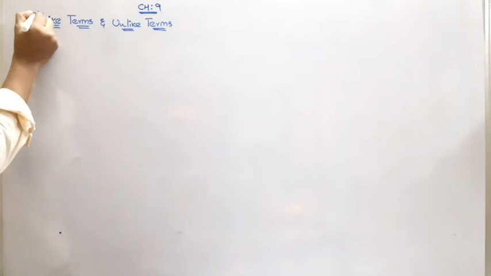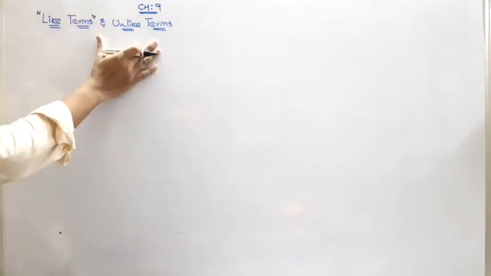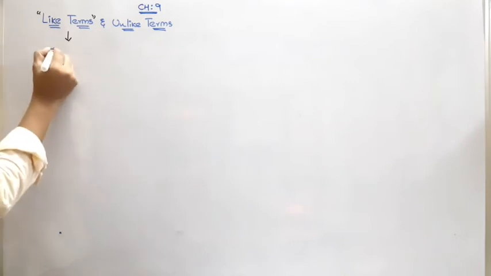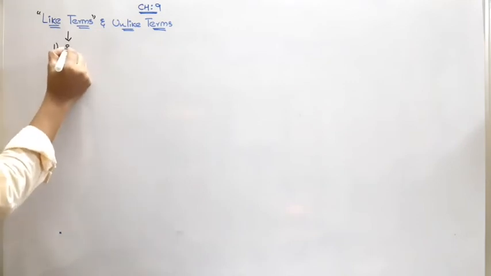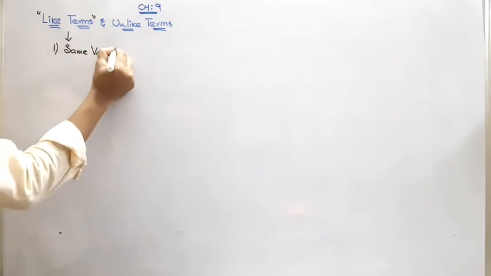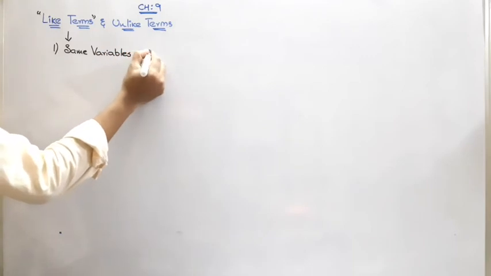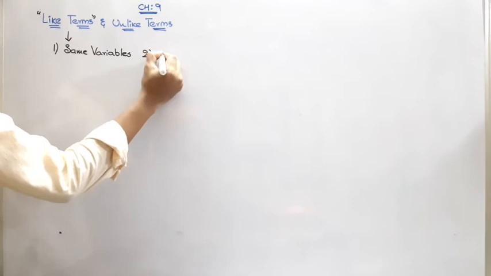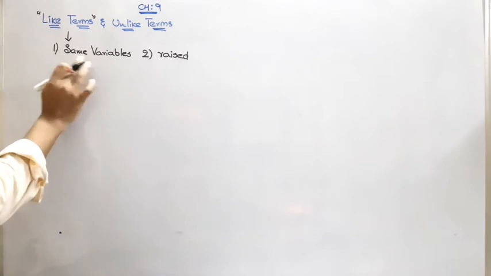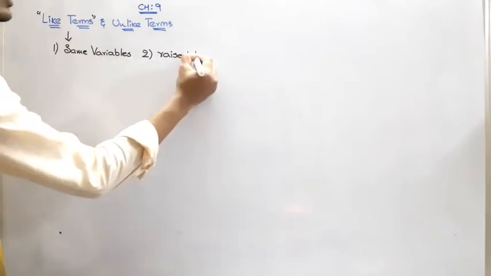Like terms and unlike terms. This is the concept which you are already familiar with. If we can understand what exactly the like terms are, then it will be easy for us to understand the unlike terms. Like terms are the terms that satisfy two conditions: they should have the same variables, and the variables should be raised to the same power. So like terms are terms which have the same variables raised to the same power.